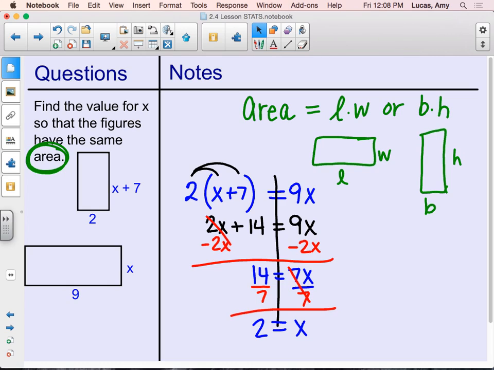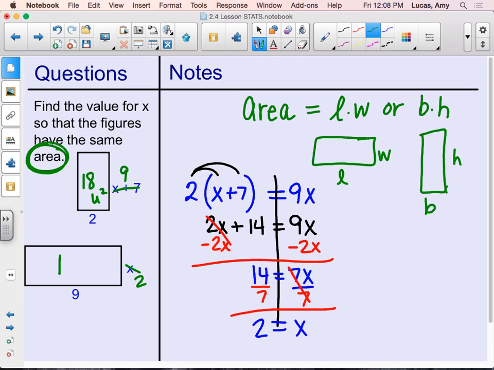If I go back to my original problem, 2 plus 7 is 9, so the area 2 times 9 is 18 units squared. And then if I plug in my 2 for x, 2 times 9 again, 18 units squared. So my answer is correct. Find the value for x so that the figures have the same area. X equals 2.